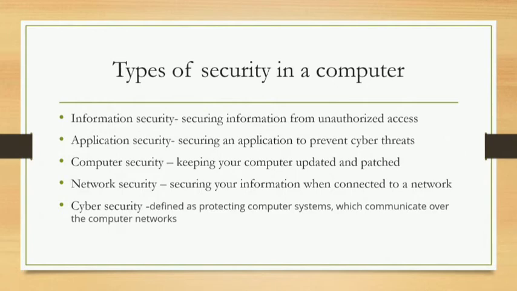Next is network security. So securing your information when connected to a network. To secure your network, you must put passwords on your router and enable WPA2 encryption in your router. Next is cybersecurity. This is defined as protecting computer systems which communicate over the computer networks. So when you're connected to the internet, you must always have a secure internet connection. So this is where VPNs would help.